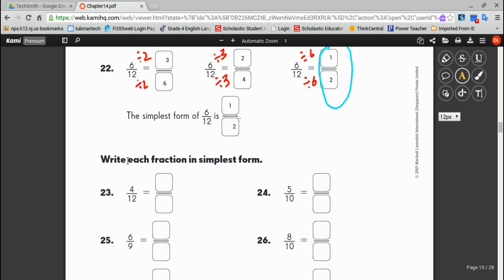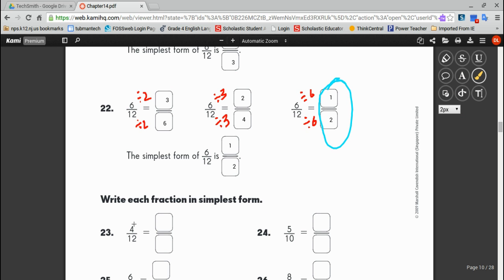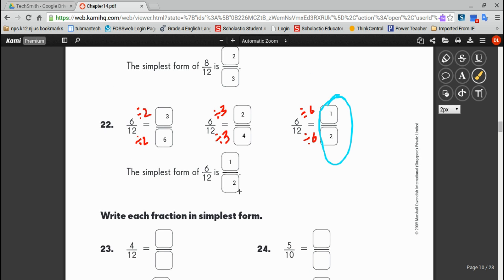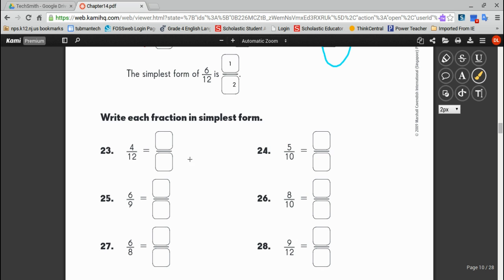Alright, so here you go. It says write each fraction in simplest form. So again, I want to divide by the highest number I can to get the simplest form. Or I can divide over and over again. But for this case, I just want to try to divide by my 2s, 3s, 4s, 5s, 6s. And if I have to keep going, I'll keep going. But again, I want to divide by my highest number to get my lowest term or my simplest form.